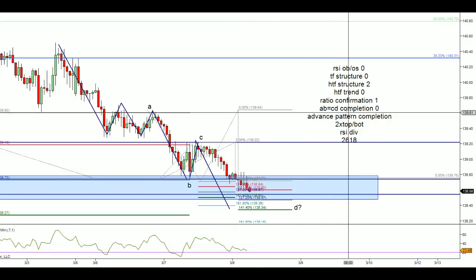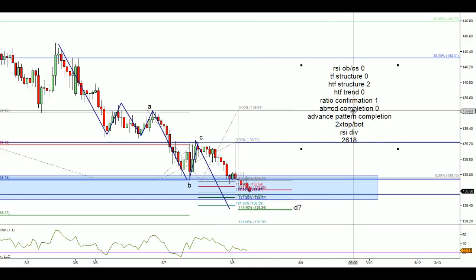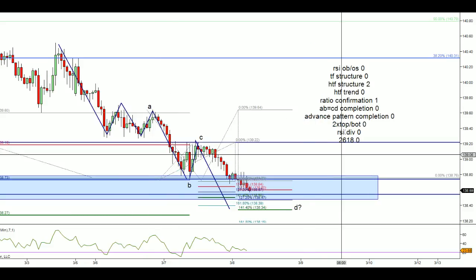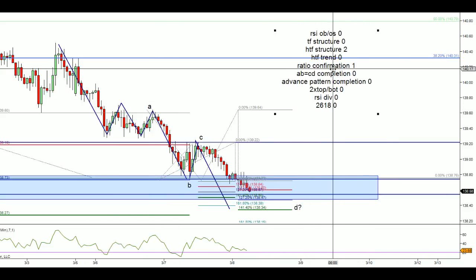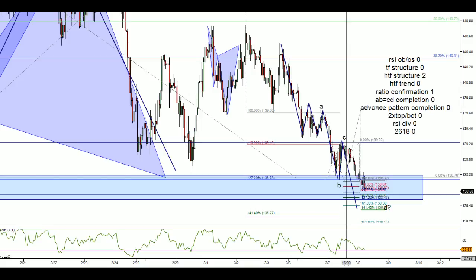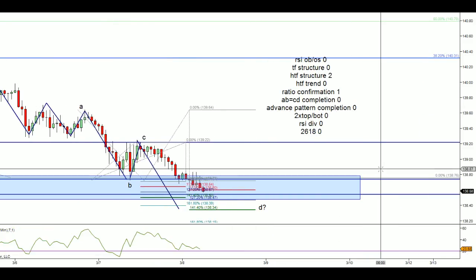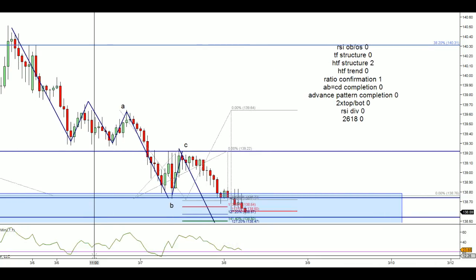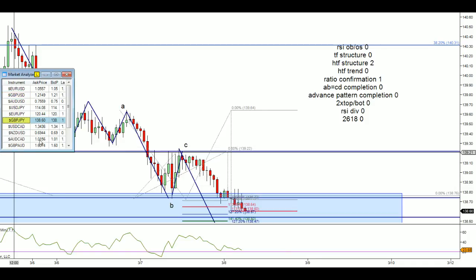Now we don't have an advanced pattern completion here. We don't have a 2618 double bottom. So these other ones are going to be 0 for now. So on this one here, we've got a score of 3, which means there's no trade. Let's see, dollar CAD.